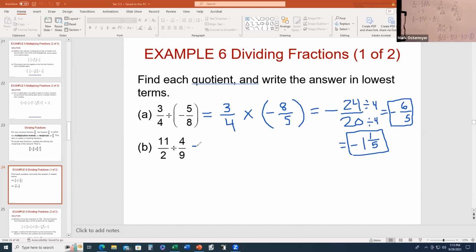All right, ladies and gentlemen, you do this problem here. We'll add this on the classwork number 1. 11 halves divided by 4 ninths. Go ahead and do that problem. Classwork 1 still.